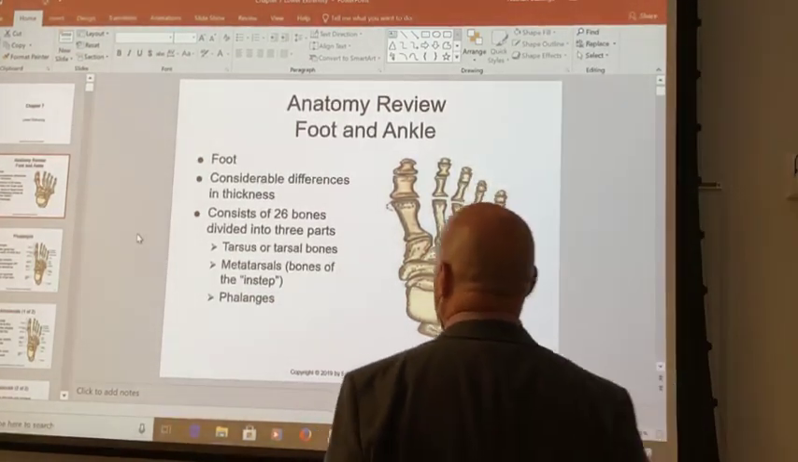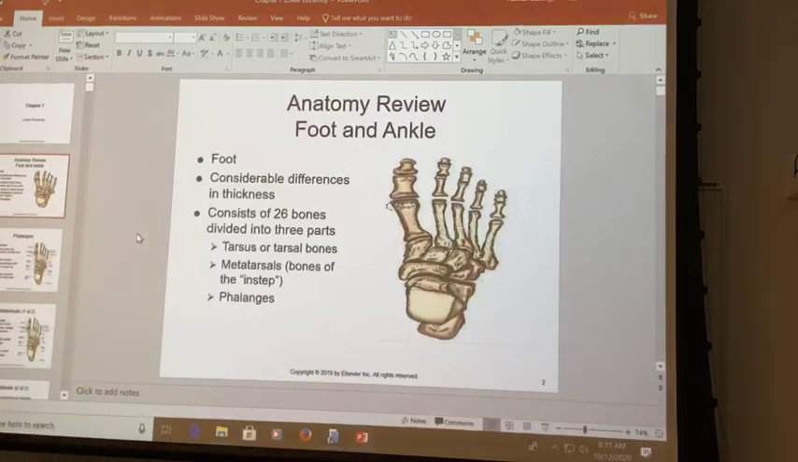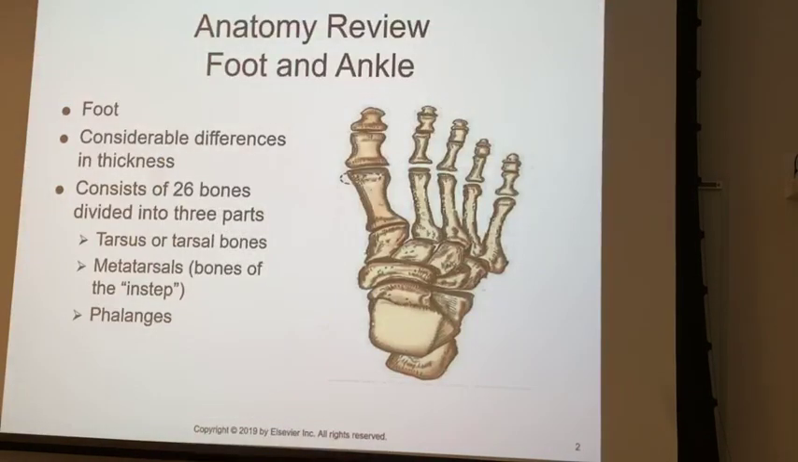So today, we're going to go through the anatomy of the foot and ankle. We're going to go through all the anatomy, and we're going to probably get to the lower leg. Probably not past, probably not to the knee. So what we're going to start with is foot and ankle, and there's going to be a lot of similarities between lower extremity and upper extremity.